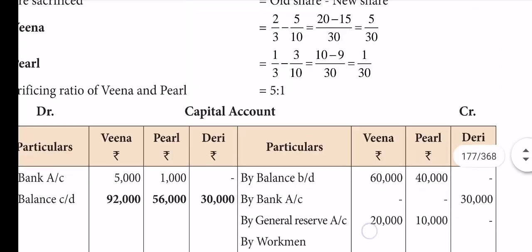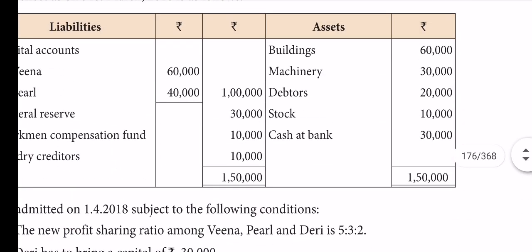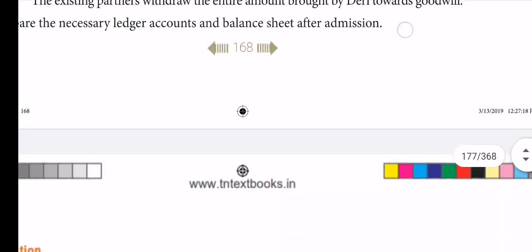Then come to the asset side. What is there? Building no change, machinery no change, debtors no change. Stock has been depreciated. Put stock in the inner column, and bank balance finally at the end, 60,000, what we got in the bank ledger account. And the unrecorded investment they brought into the account, we have to show.